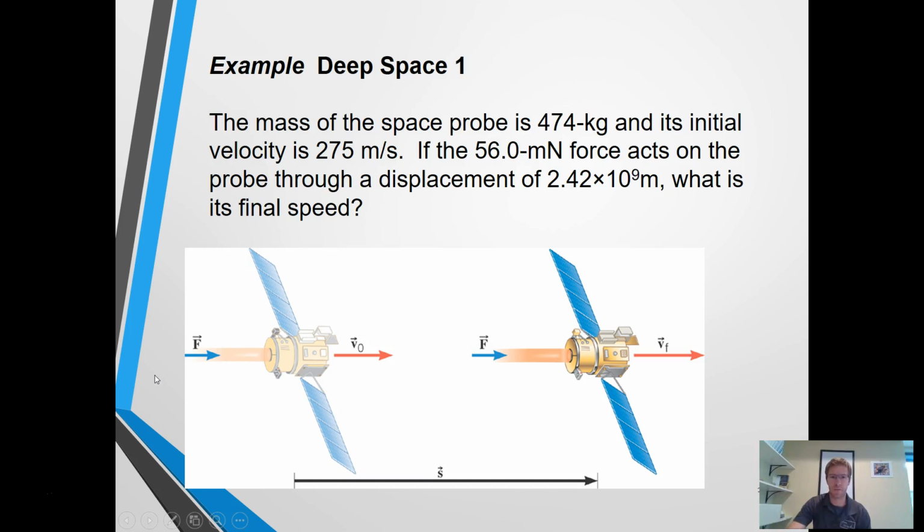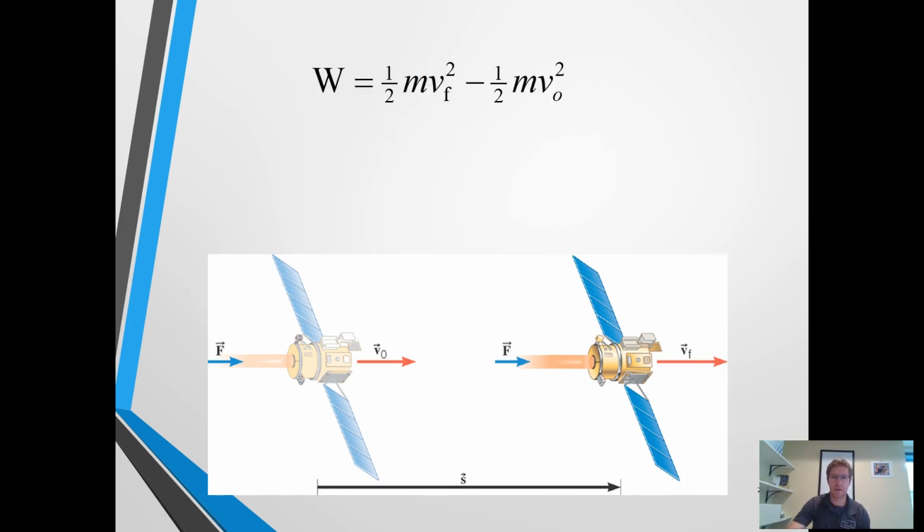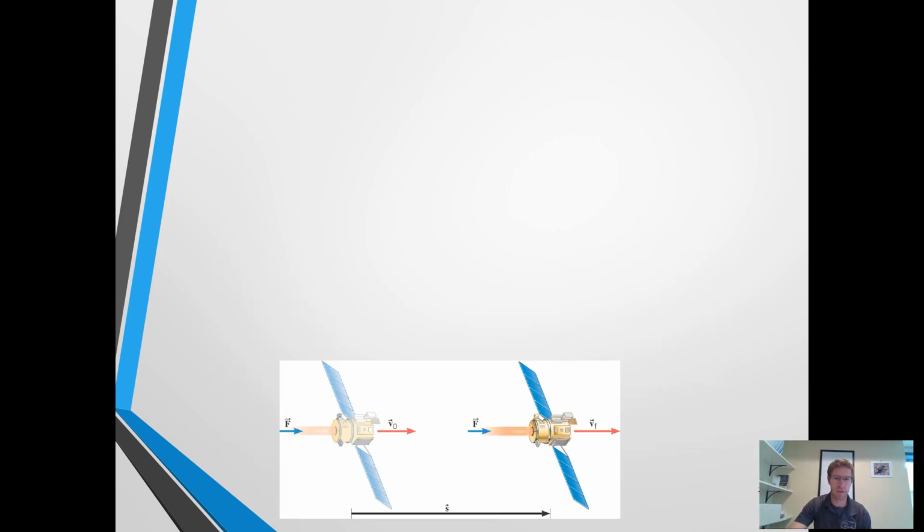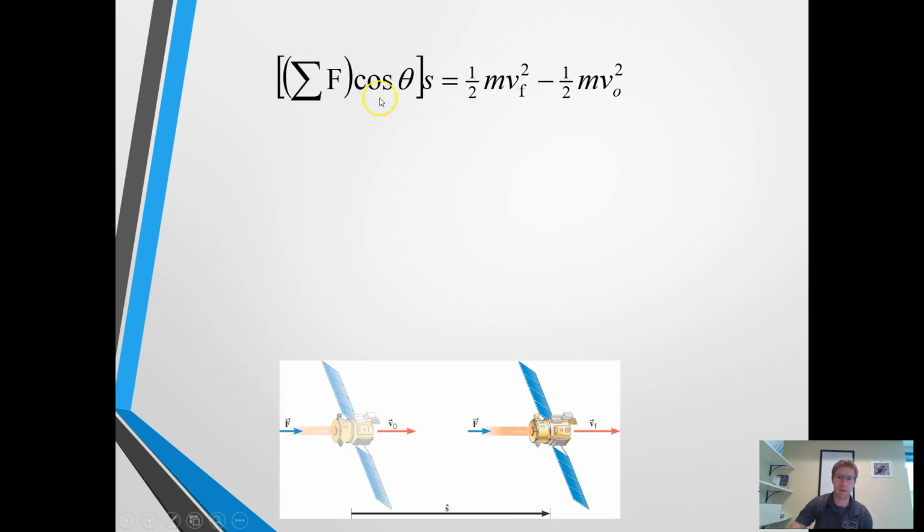All right, so hopefully you've solved this problem, and let's go ahead and see if you did it correctly. We're going to use the work energy theorem, as you probably guessed. Work equals change in kinetic energy. And if you remember, work is equal to the net force times the cosine of the angle multiplied by displacement, right? The net force in the direction of the displacement. In this case, our angle is going to be 0, so that'll make our life easier. Since our angle is 0, cosine of 0 is 1, so we're just going to have force times displacement.